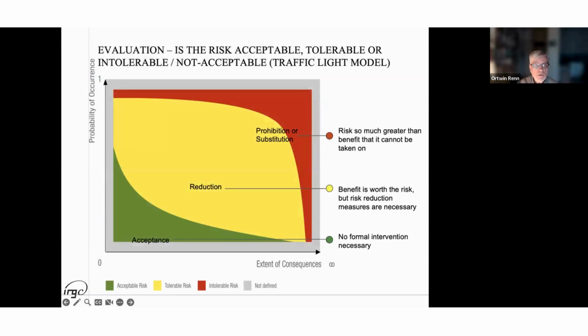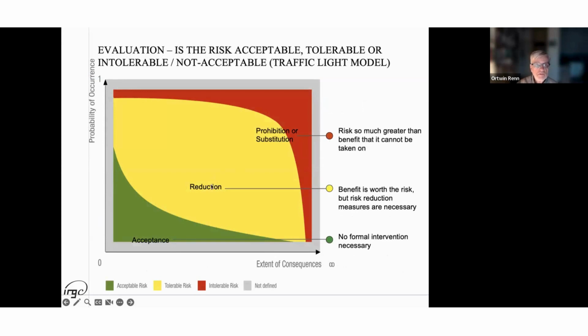That's all what you know of. This is the so-called traffic light model. Once you have assessed the risk, you ask yourself, is it acceptable? Meaning, what is the likelihood or probability that it's happening, and what is the extent of consequences? And if both of them are fairly low, then it's acceptable.